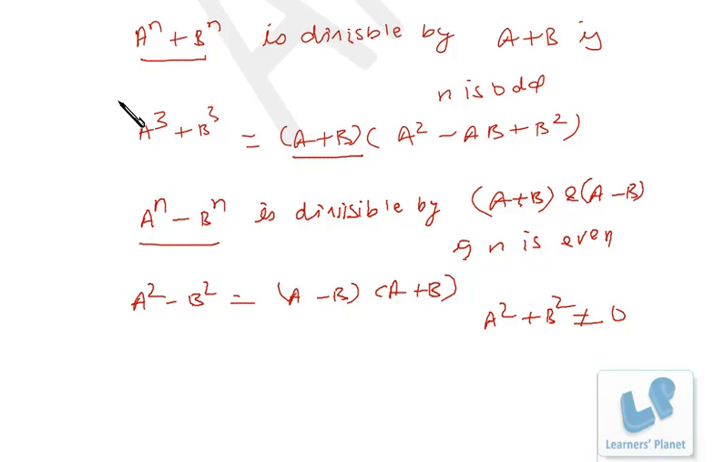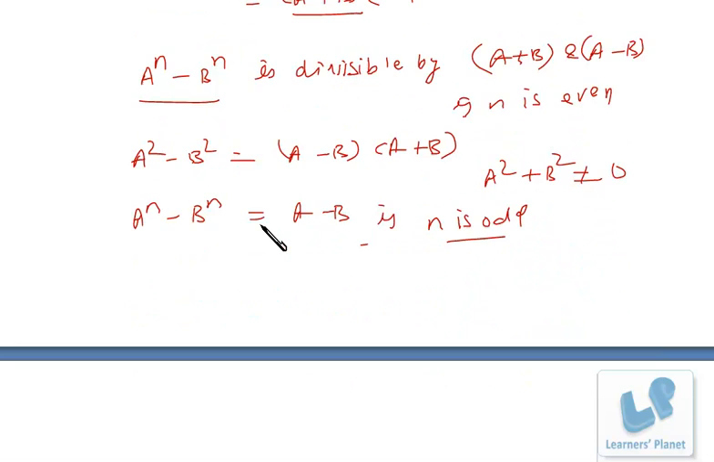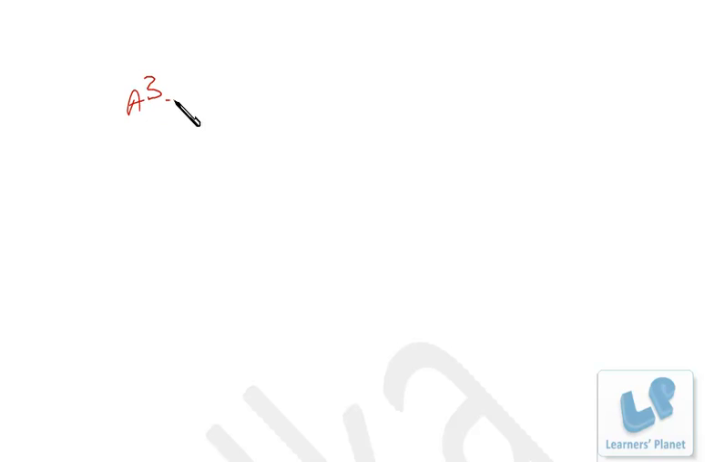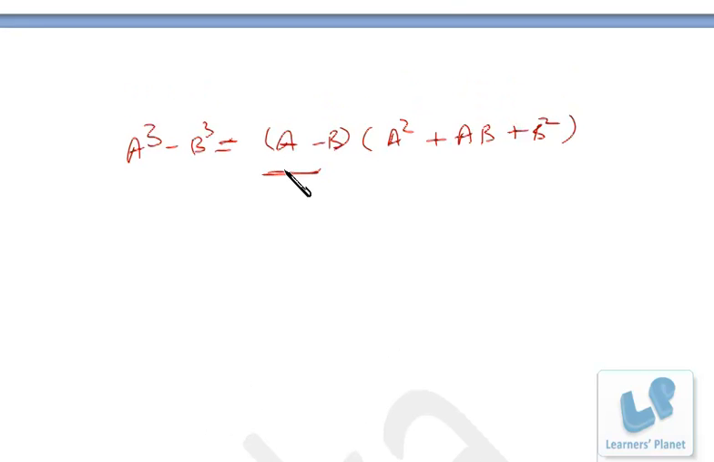Okay, so a raised to n plus b raised to n is divisible by a plus b only if n is odd. a raised to n minus b raised to n is divisible by a plus b and a minus b both if n is even. Similarly, a raised to n minus b raised to n is divisible by a minus b if n is odd. I can take the example of a cube minus b cube. That's a minus b, a square plus ab plus b square. So a cube minus b cube is divisible by a minus b.